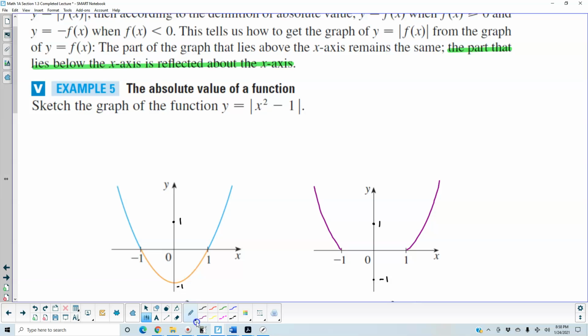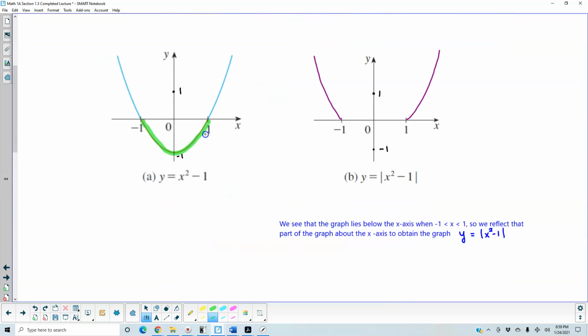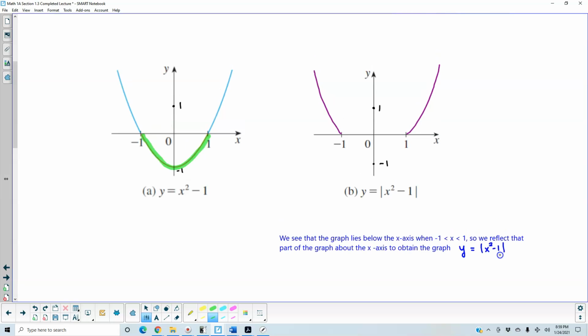Okay, now going back to what we stated though, if you take a look at what is below, which is this part, we see that the graph lies below the x-axis between the interval negative 1 and 1, not including negative 1 and 1. So we have to reflect that part of the graph about the x-axis to obtain the graph y is equal to the absolute value of x squared minus 1.